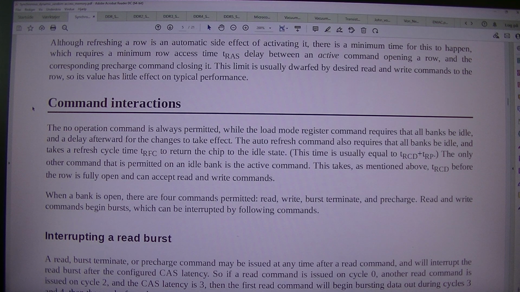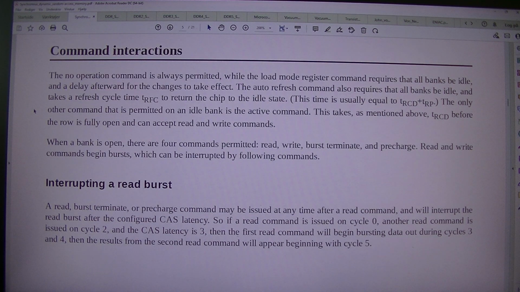Command interactions. The no operation command is always permitted, while the load mode register command requires that all banks be idle and a delay afterward for the changes to take effect. The auto refresh command also requires that all banks be idle, and takes a refresh cycle time (tRFC) to return the chip to the idle state. This time is usually equal to tRCD plus tRP.